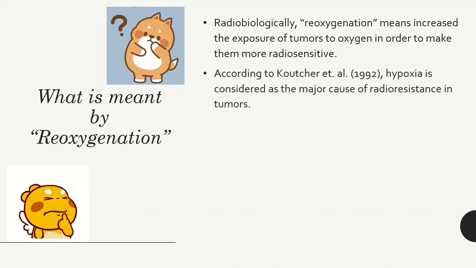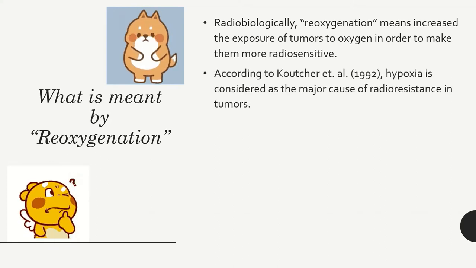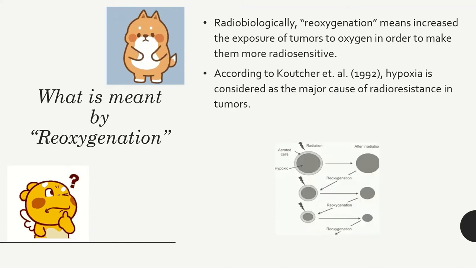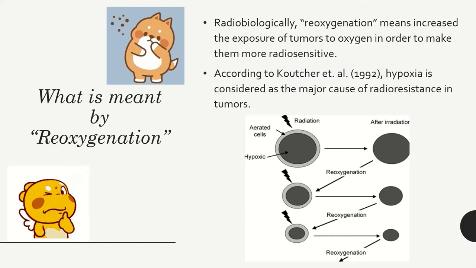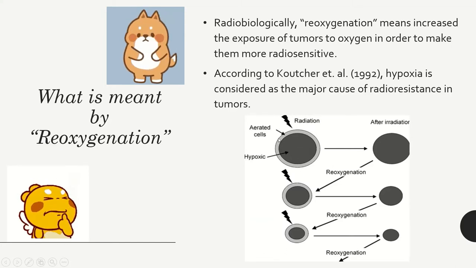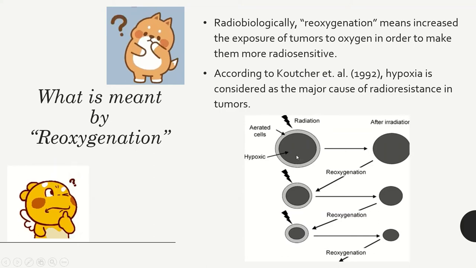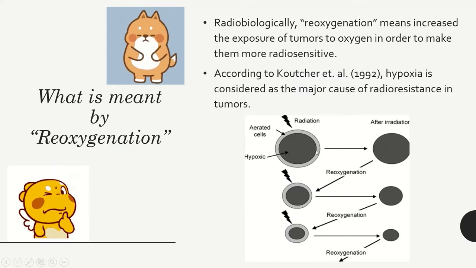And according to Culture et al., hypoxia is considered the major cause of radioresistance in tumors. This picture shows the importance of reoxygenation. For example, we have a big tumor, and the outer shell of this tumor consists of aerated cells and the center is hypoxic cells. Once we irradiate this tumor with radiation, the aerated cells that are more radiosensitive will be killed, and what is left over is just the hypoxic tumor that is smaller in size.